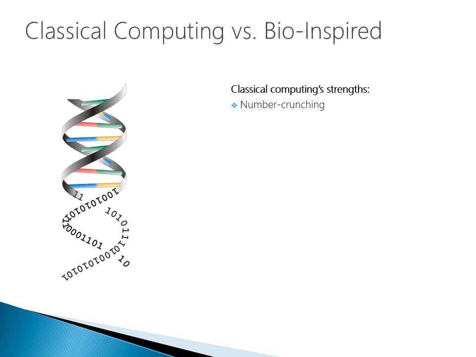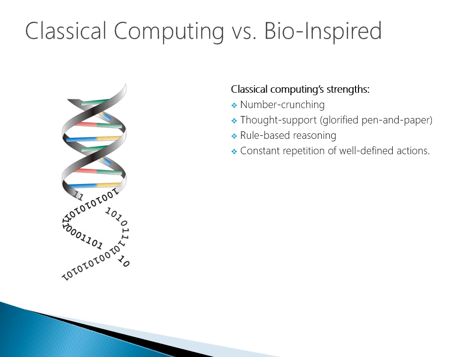Now I want to talk a little bit about what classical computing strengths are versus bioinspired computing. So classical computing is very good at number crunching, processing large volumes of data. Thought support, so creating decision trees and being able to work through a problem. Rule-based reasoning, so if I feed certain rules into a computer, what do I expect to get out of it? And if I need to repeat a process consistently, if I can define the process very well, classical computing is very strong at this.